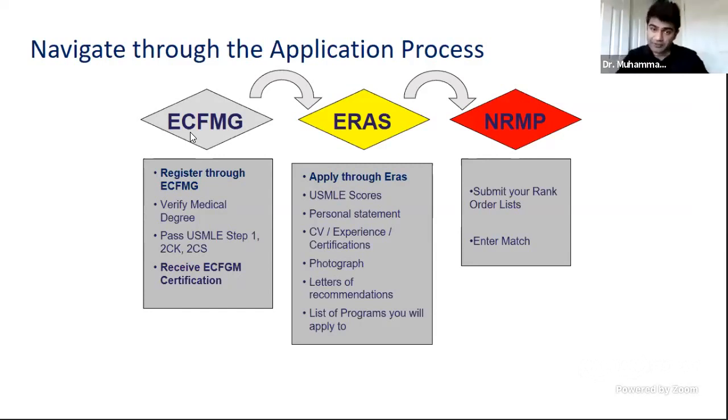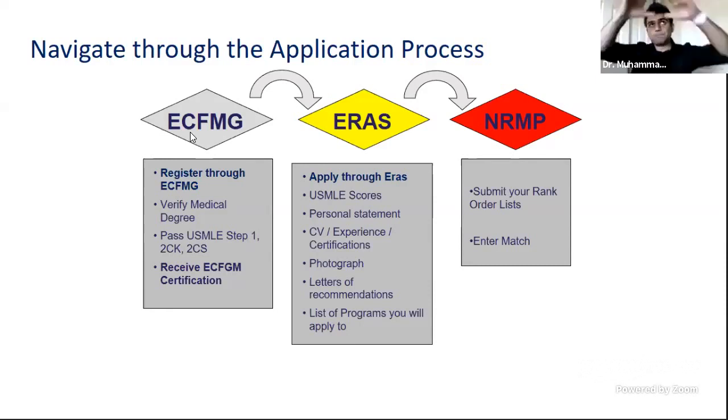Programs collect all the information. What does it contain? It contains your scores, your personal statement, your resume, CV, your photograph, your letters of recommendation, and all the basic information about you. Where did you work? What are your credentials? So on. It is an application that goes to the programs. Then the programs receive it and call you for the interview. Once the interview ends, there is the rank order list. You have to register for NRMP, the National Residency Matching Program.